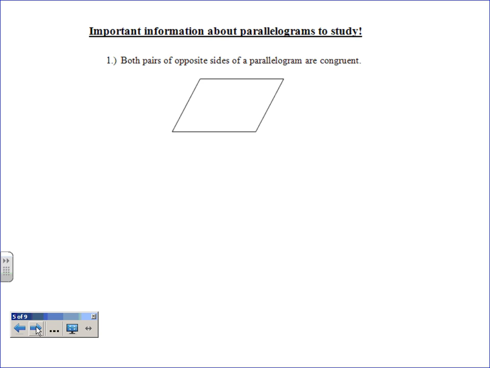All right. This is pretty important. You should probably know these. Maybe make flashcards for yourself or something. Both pairs of opposite sides of a parallelogram are congruent. Well, what's one thing we already knew on all of these? If this is a parallelogram, don't we already know that that's parallel to that and that's parallel to that? And how do we know that? That's because it's the definition of parallelogram, right?